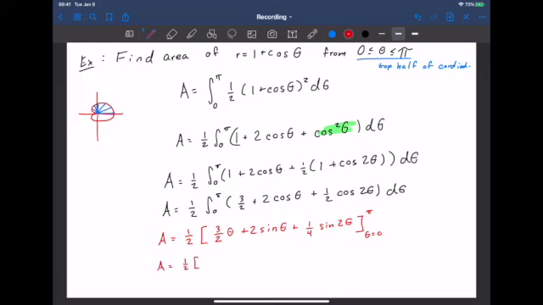And we're just going to finish up evaluating it. 3/2 pi plus 0 for sine, plus 0 again, minus 1/2 of 0 plus 0 plus 0. Sine really doesn't like pi, really doesn't like 0. So overall, the area of that top half is 3/4 pi.